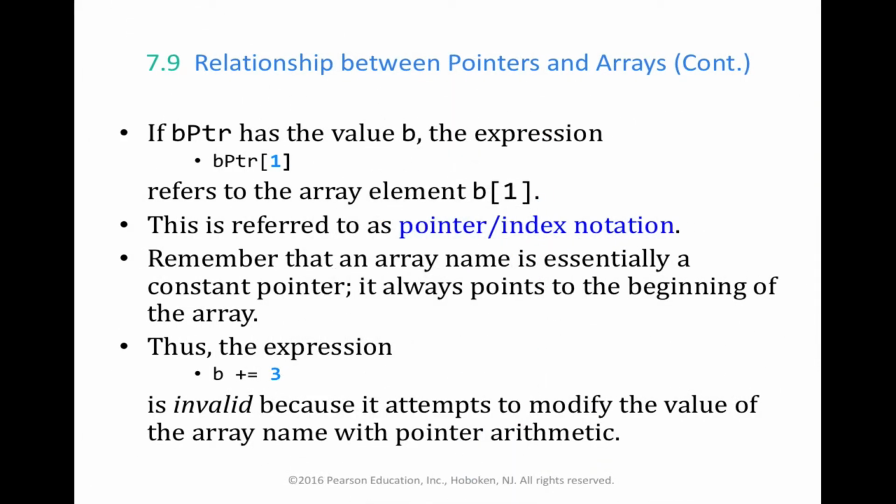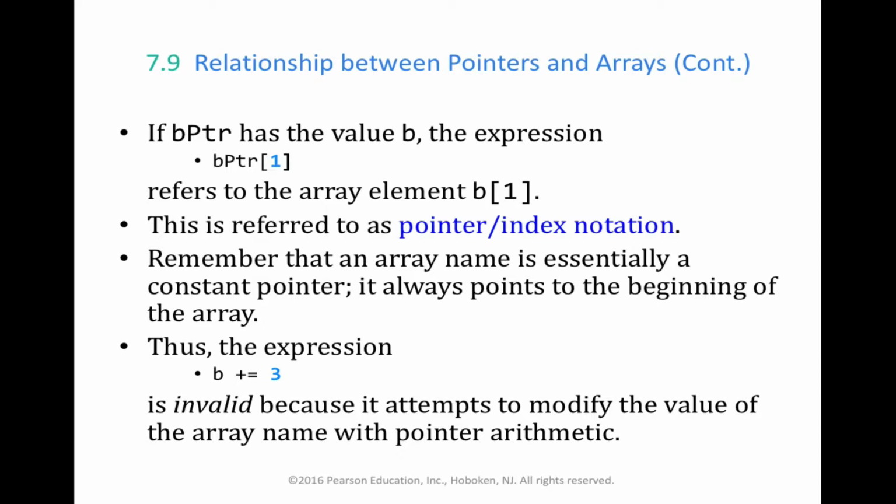So if bptr points to the first index of the array, or points to the address of index 0 of the array, I can do bptr with square brackets 1 if I wanted to. That's called pointer index notation.